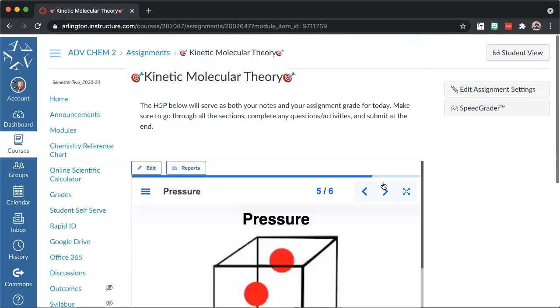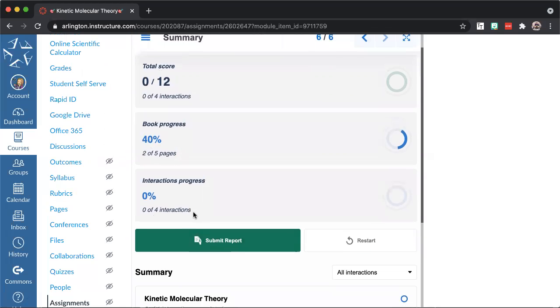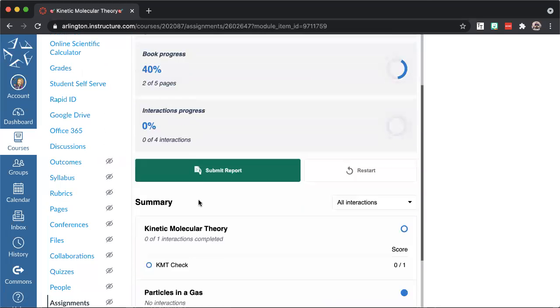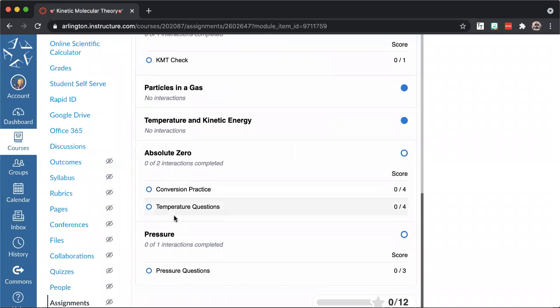And then when you go to this last page, this is where it's going to give you your summary. So when you get here, there are 12 scores. So there are 4 interactions. It's going to show what pages you've interacted on, and whether you've answered all the questions in the interactions. So make sure that you have this all completed, and then here is where you'll hit submit report. Okay. If you're not sure what you haven't done, for example, here, kinetic molecular, this is the check on the first page. There are no interactions on these pages, but then there's conversion practice with the temperature questions and pressure questions.